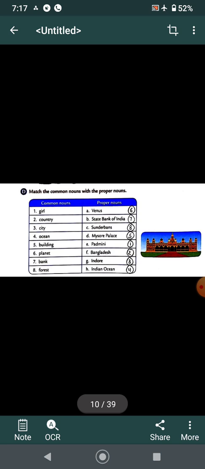Now exercise D. Match the common nouns with the proper nouns. Girl, Padmini, it's the name of a girl. Country, Bangladesh. City, Indore. Ocean, Indian Ocean. Building, Mysore Palace. Planet, Venus. Bank, State Bank of India. Forest, Sundarbans. So here you can see these are all common nouns and this side all are proper nouns. And again you can see here all proper nouns are beginning with a capital letter.